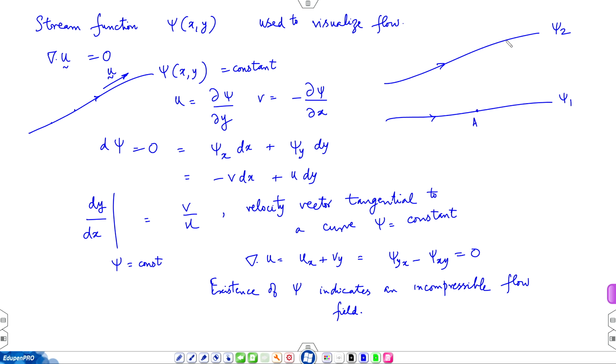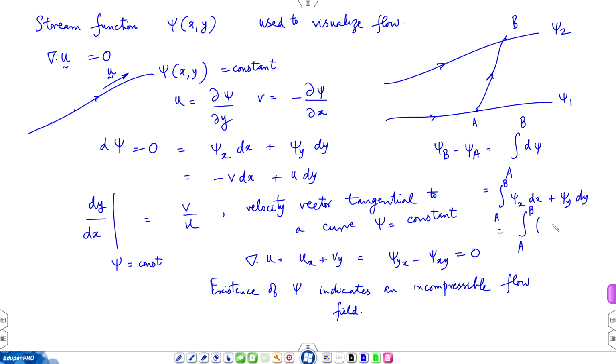Suppose you go from point A to point B, and then calculate the change in psi. This is equal to the integral, just writing d psi, from A to B, of psi x dx plus psi y dy. This is equal to the integral from A to B of minus v dx plus u dy. So, the change in the stream function going from the first streamline to the second is minus v dx plus u dy, integrated from A to B.